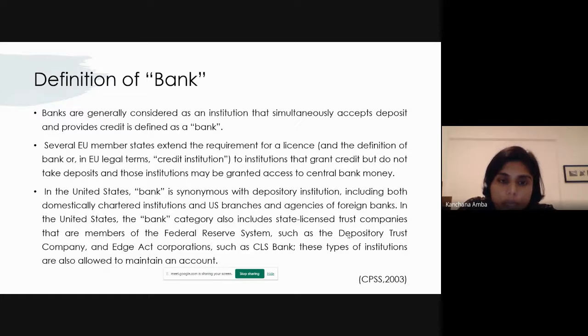In the US, a bank is synonymous with a depository institution, including both domestically chartered institutions and US branches and agencies of foreign banks, right? In the US, the bank category also includes state licensed trust companies that are members of the Federal Reserve System, that is the central bank system of the US, right? Such as the Depository Trust Company and Edge Corporation. That is a corporation under this act, which is referred to as the Edge Act, right? And such as the CLS Bank, I think it's a clearing bank. These types of institutions are also allowed to maintain an account with the central bank, right?